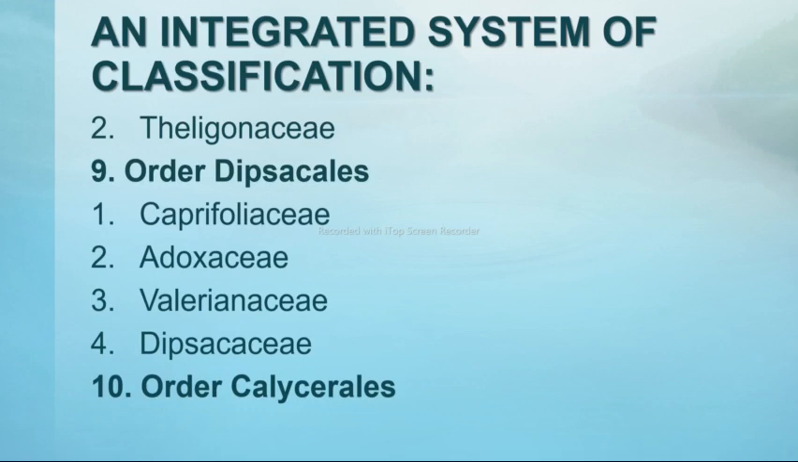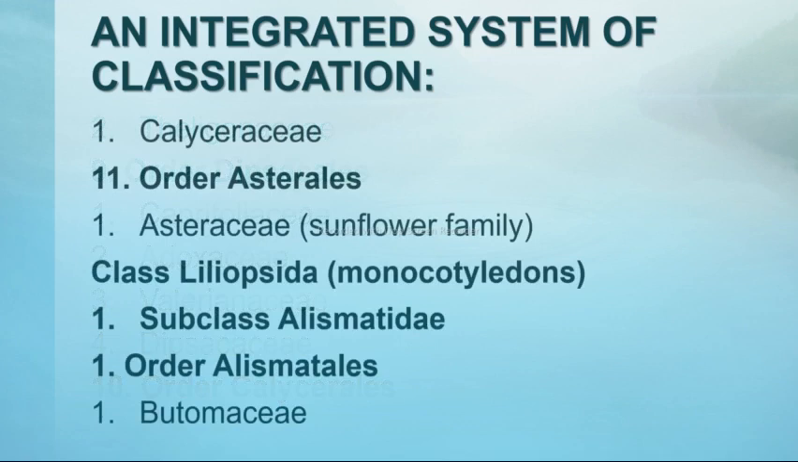And the ninth order is the Dipsacales, which includes the Caprifoliaceae, Adoxaceae, Valerianaceae, and Dipsacaceae. Tenth order is the Calycerales, and it includes the Calyceraceae. And the 11th order is Asterales, and it includes Asteraceae, which is the sunflower family. And the next is the class Liliopsida, which includes the monocotyledons.